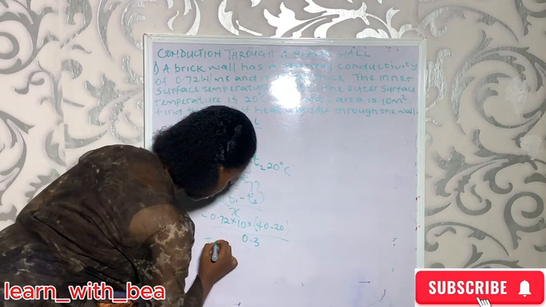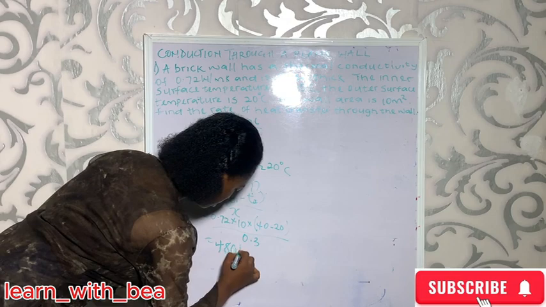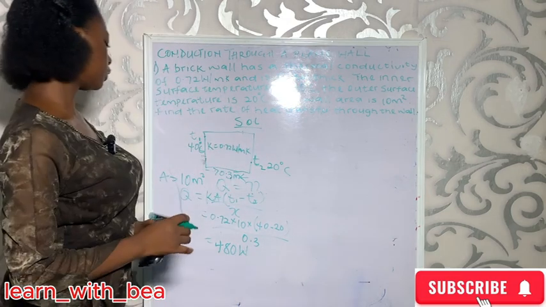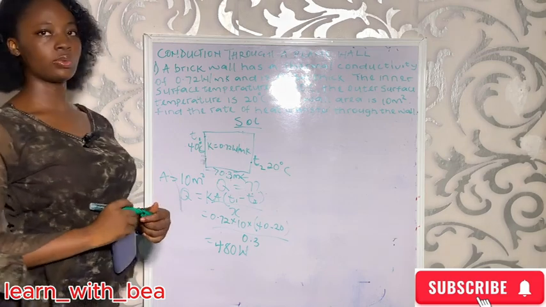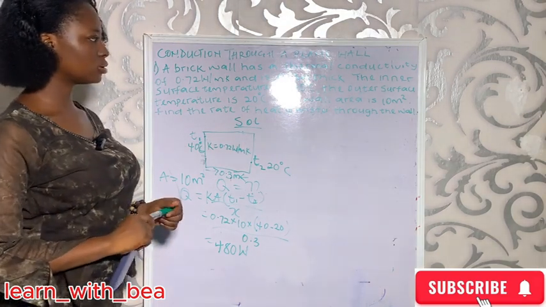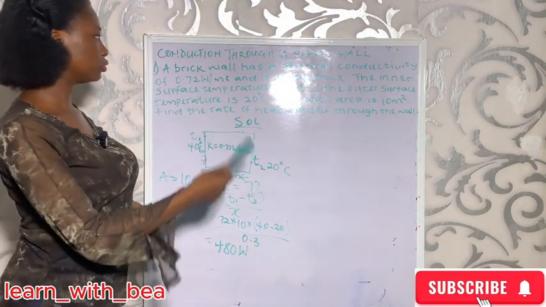So what's this going to give us? We have 480 watts, and we've calculated our Q. So that's that about this question. As you can see, it's not much of a big deal. So let's just quickly run through it again.